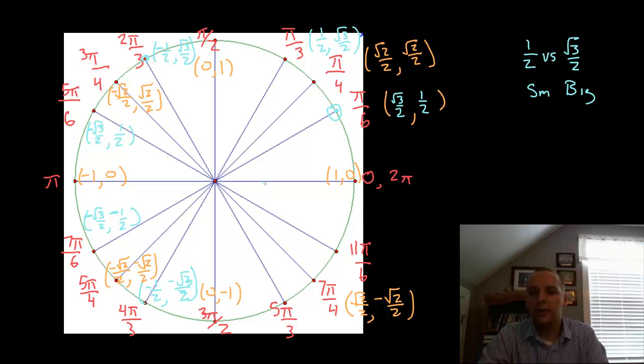So I know this is getting crunched. Don't really have a lot of space to write this, but here for the last one, let's just finish this out. We would have 5 pi over 3, small x, large y, but the y is negative. And then last one, 11 pi over 6 has a large x and a small y, and again the y is negative. So we've finished the unit circle.